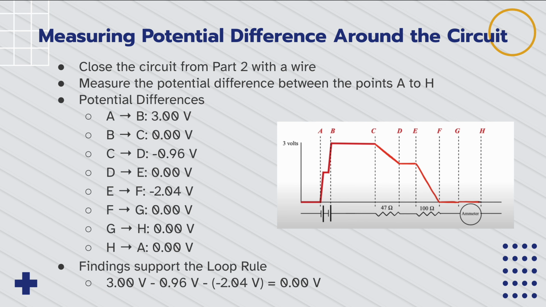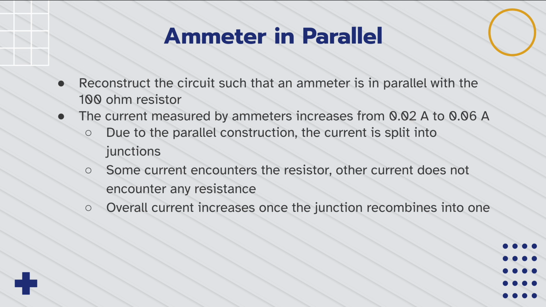Importantly, the potential differences satisfy the loop rule, as the sum of the potential differences equals 0 volts. The graphs show the sum equating to 0 volts. Now the same circuit is reconstructed such that an ammeter is parallel to the 100 ohm resistor. The resulting current is greater than the current from the original circuit because the resulting junction allows for more current to bypass the resistor, allowing for the overall current to increase.